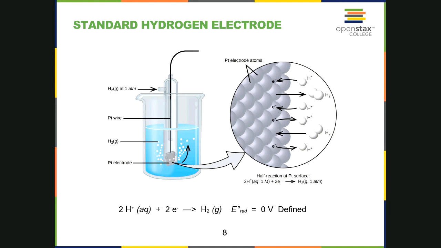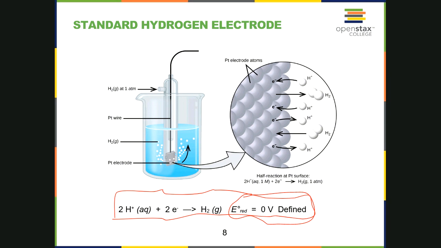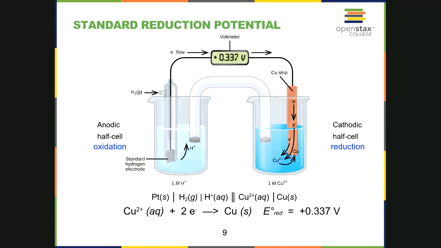For the reaction at a hydrogen electrode, everyone has agreed that the potential is going to be 0 volts. So if the potential of the hydrogen electrode is 0 volts, then whatever we see on our voltmeter has to be only due to the other half cell. So now we can look at this next page. In this case, we've got a hydrogen electrode over here.